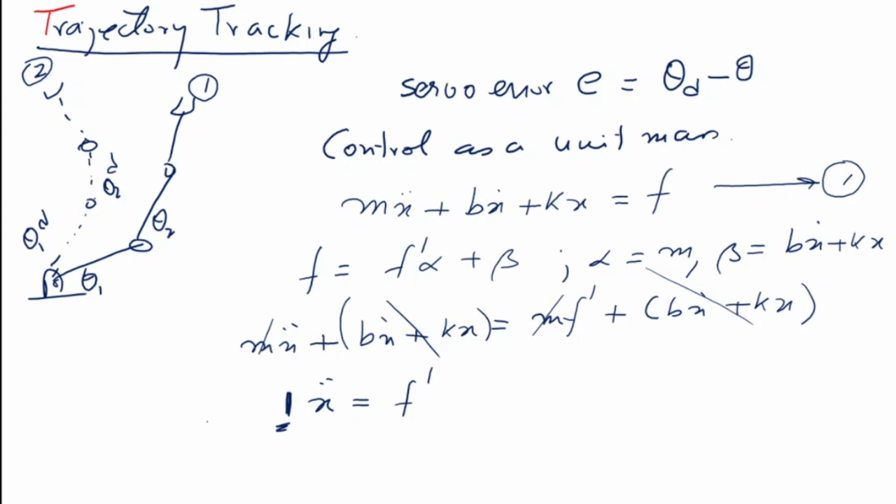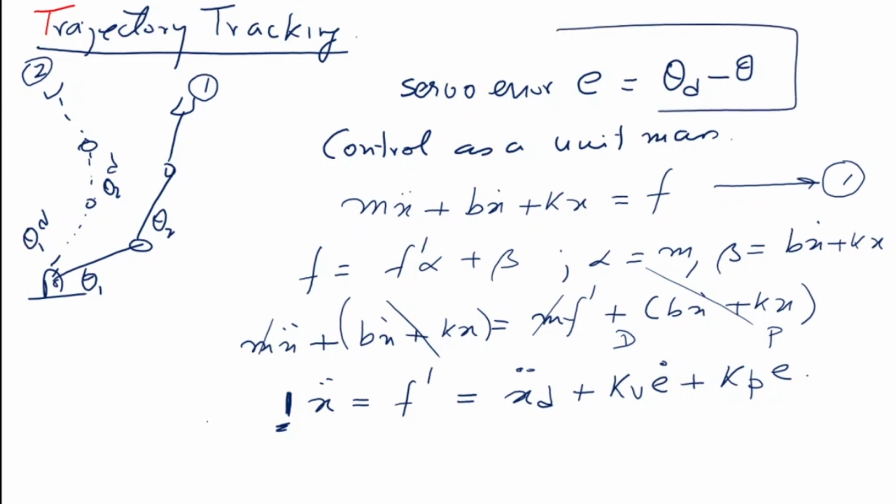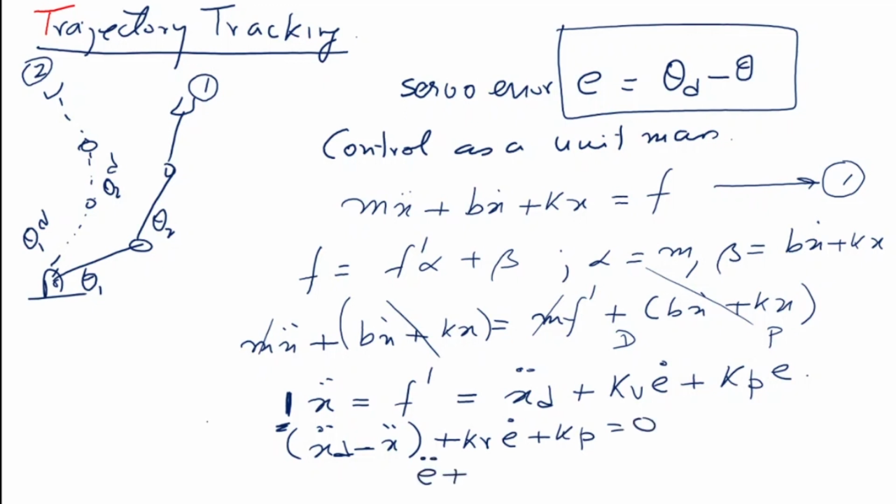So what we do here is we try and control this unit mass system by proposing a controller. What is the controller I'm going to propose now? The controller we are going to propose is x double dot d plus kv into e dot plus kp into e. This is my derivative part, and this is my proportional part. So this is PD, but you'll notice that this is in E now. And what is E? E is the servo error. If I bring x double dot this side, then it becomes x double dot d minus x double dot, plus kv into e dot plus kp into e is equal to 0. And this becomes my e double dot plus kv into e dot plus kp e is equal to 0.